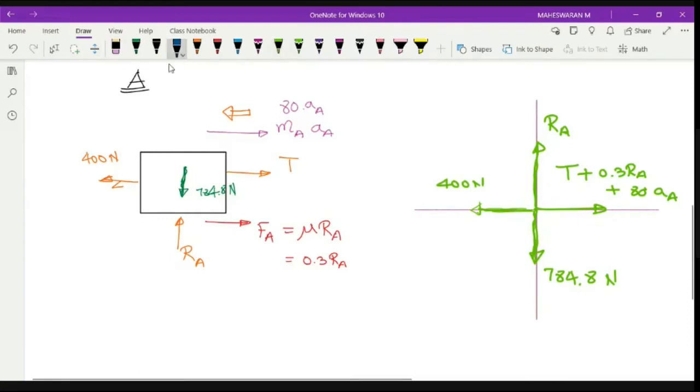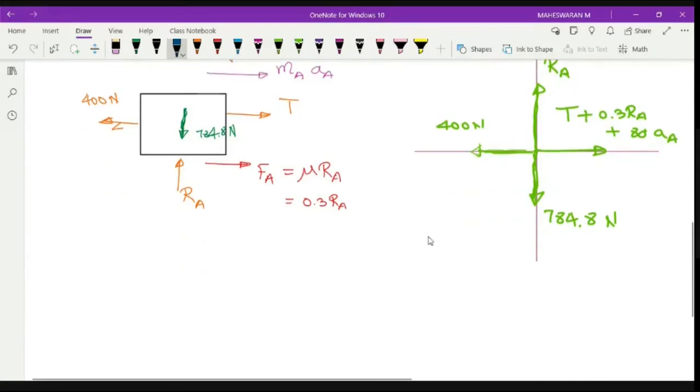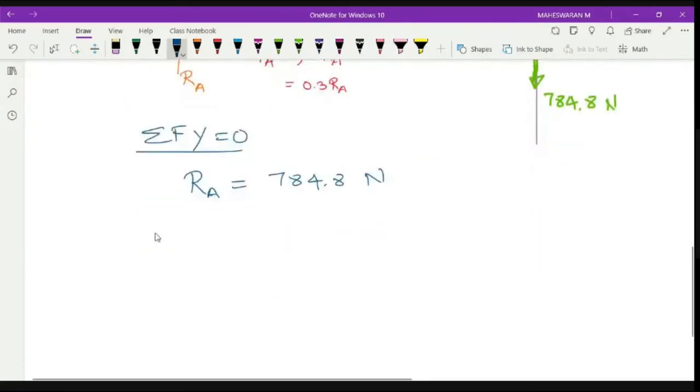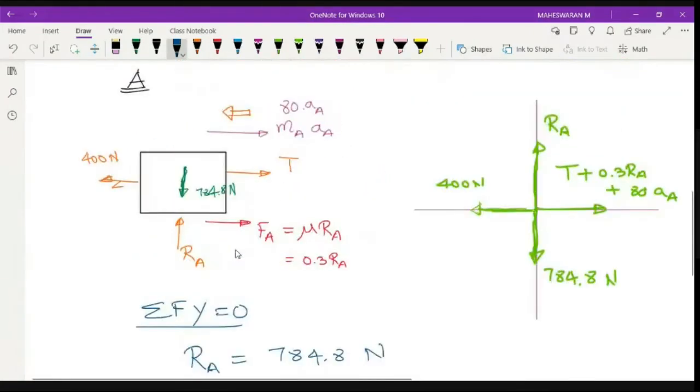Now I can say that it is in dynamic equilibrium, which means I can equate sigma Fx equal to 0 and sigma Fy equal to 0. Always proceed with sigma Fy first, so surely you will get one solution here. So sigma Fy is equal to 0. I'll put sigma Fy first, then sigma Fx. If I put sigma Fy, I will get RA minus this is equal to 0, which means RA is equal to 784.8 Newton. So I got this, right? Now, sigma Fx is 0. So what will I get?